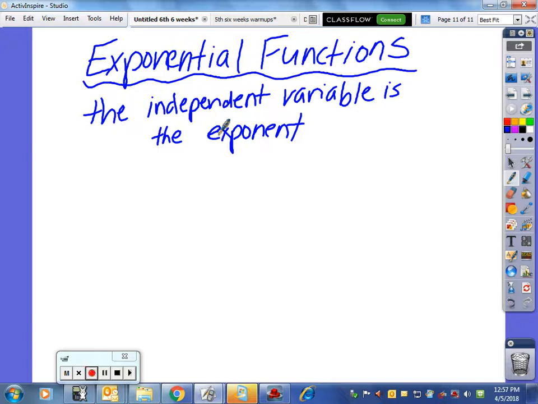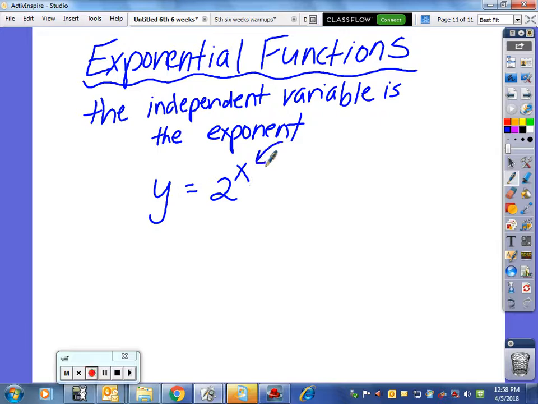There is a parent function for this, and it looks like this. Y equals 2 to the x power. So the exponent is actually the x, the input. Now, why do you think the parent function wouldn't be y equals 1 to the x? Normally they use a 1. Why wouldn't they put y equals 1 to the x instead of 2 to the x? What's 1 to any power? Still 1, so that's why they can't use a 1 here.